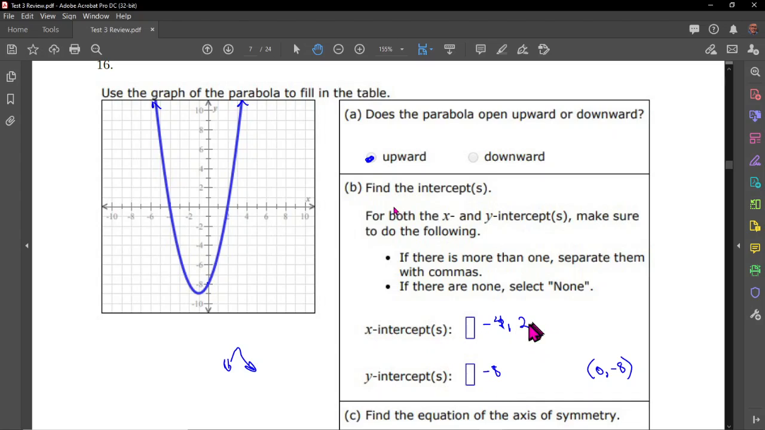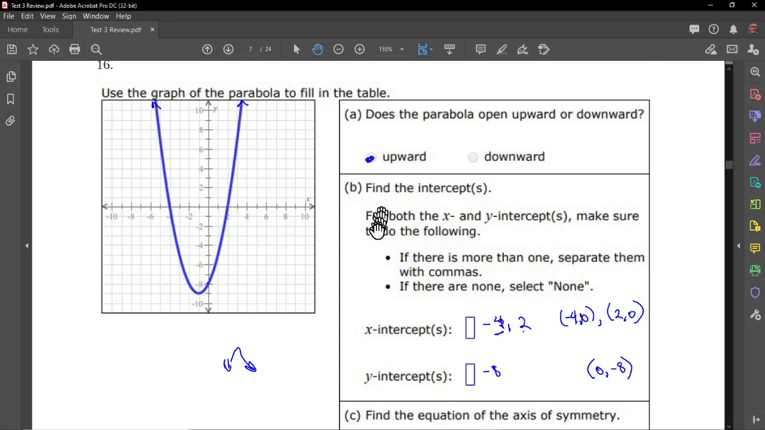In x-intercepts, what would these be? Well, these are x values. The y would be 0. So again, technically, if you want the points, it's -4, 0 and 2, 0. But when they have it this way, I believe they're just looking for this.